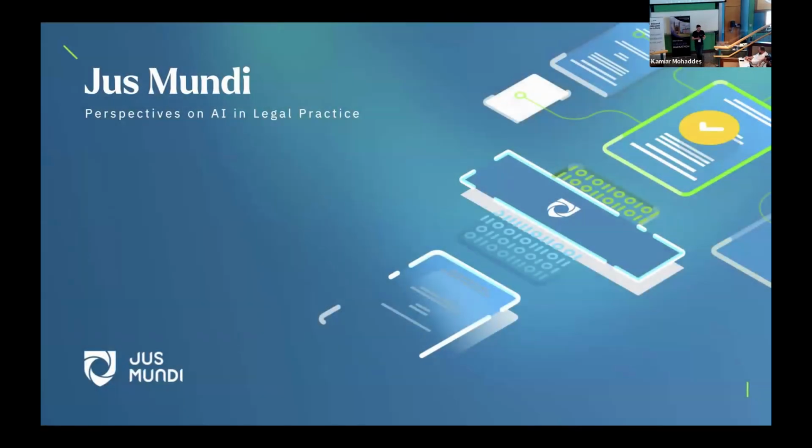Awesome. So underpinning the AI agents and other AI tools that Jay just talked about is going to be data, right? The AI agents or other tools are only going to be as good as the tools and the data that they have access to. And so I'm going to walk through a quick case study of a product and data enrichment that we at Jus Mundi have put together and that underpins some of our technology.